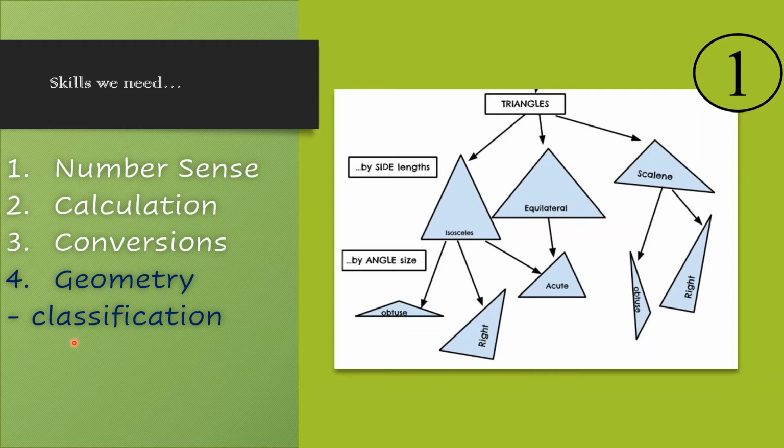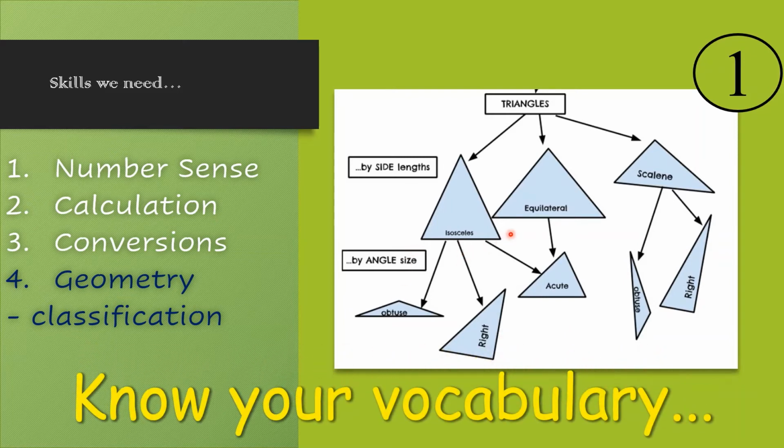The first one that we're going to talk about is classification of polygons or shapes. In 5th grade, though, we will focus more on triangles and quadrilaterals. So within this unit, you really need to know your vocabulary, like isosceles, equilateral. If you don't know what the words angles, obtuse, acute mean, you need to review these vocabularies.